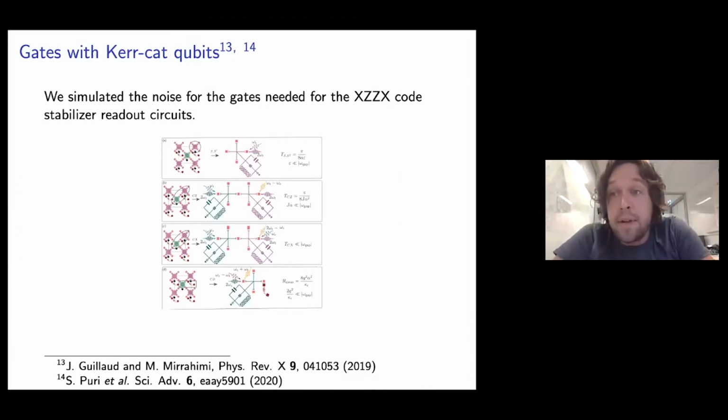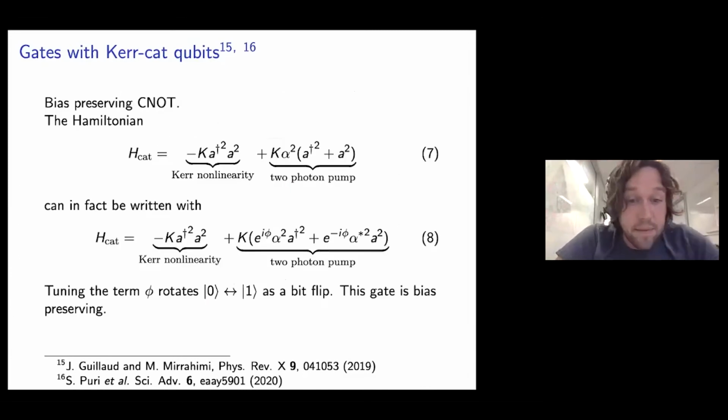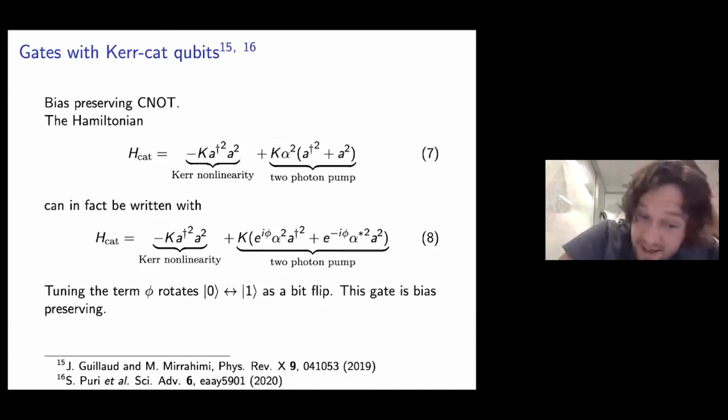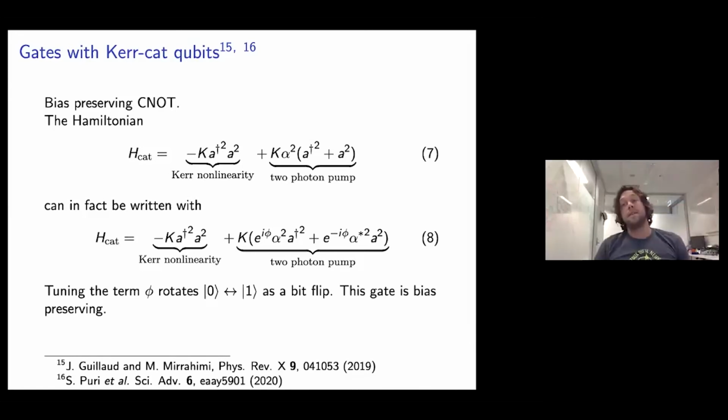And so what's quite remarkable is, again, Shruti's recent work. You can see the citation to it at the bottom, as well as this Guillaud and Mirrahimi paper, where they look at bias-preserving CNOT gates, which is possible using this cat qubit encoding.